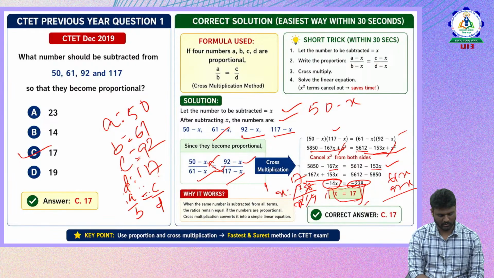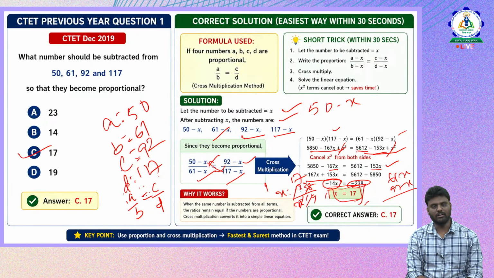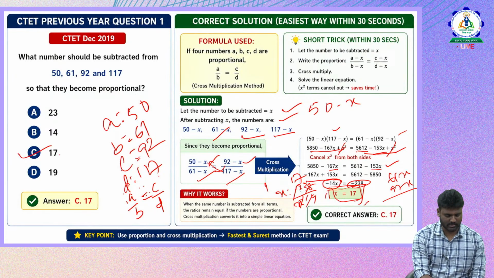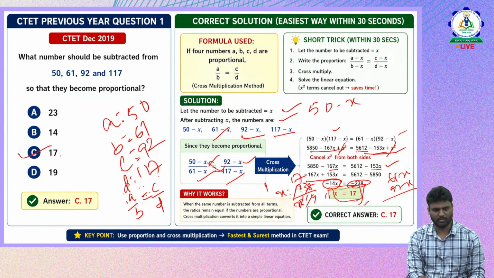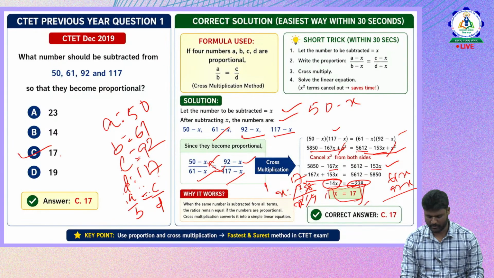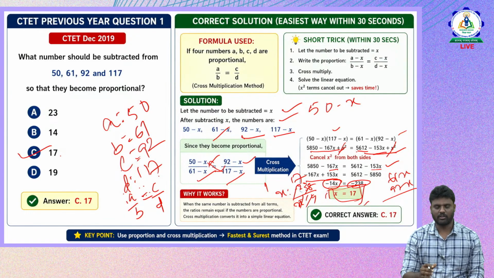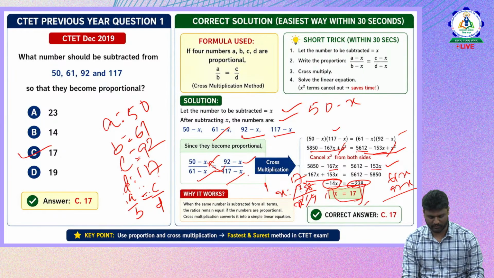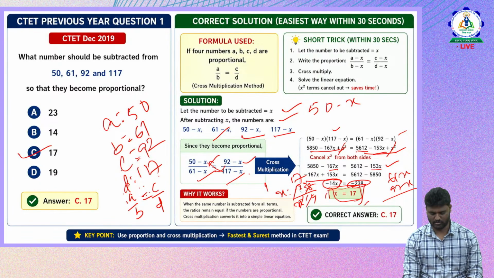So now, what is the question here? What number should be subtracted from 50, 61, 92 and 117 so that they become proportional? So if you subtract 17, then the given numbers will become proportional. So this is one way of identifying whether the given numbers are proportional or not, by subtracting a number from the given numbers. Okay, so remember what we have done exactly. Try to remember the concept of proportion, what the formula of proportion is, apply the given values in that proportion formula, and then simplify, and we will get the solution.